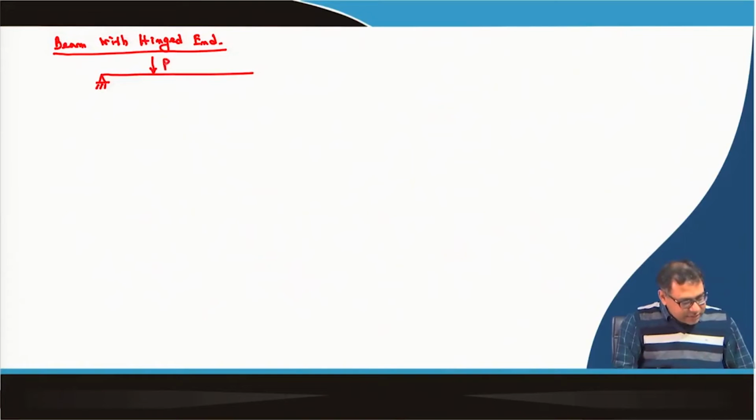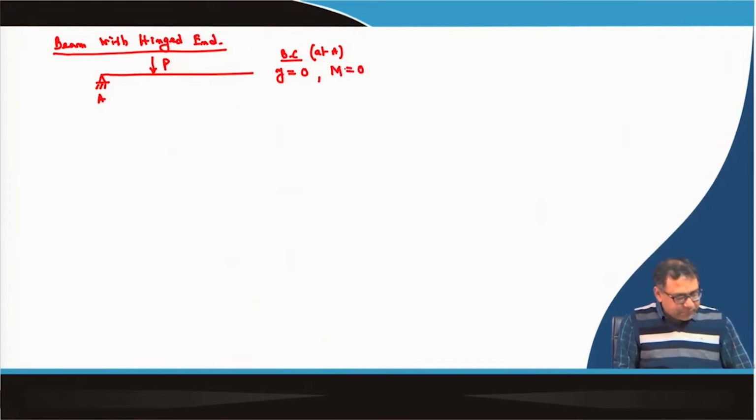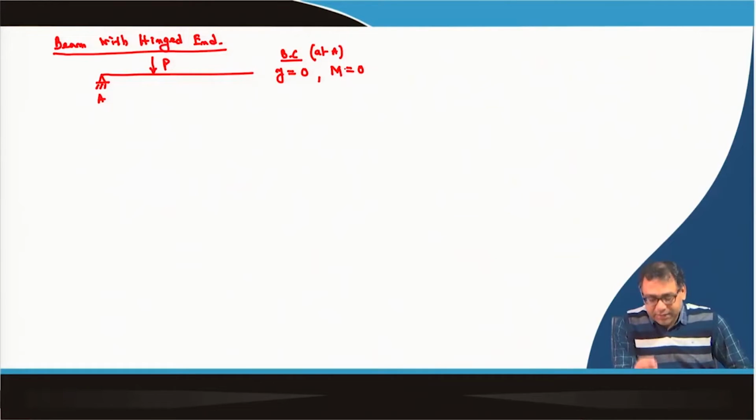So, what is the boundary condition in such a case? The boundary conditions, or the BC, at point A: the deflection will be 0 and it is a hinge end, so the moment will also be 0. So, we have to produce the end conditioning forces such that the net deflection and the net moment at the hinge end will be 0.